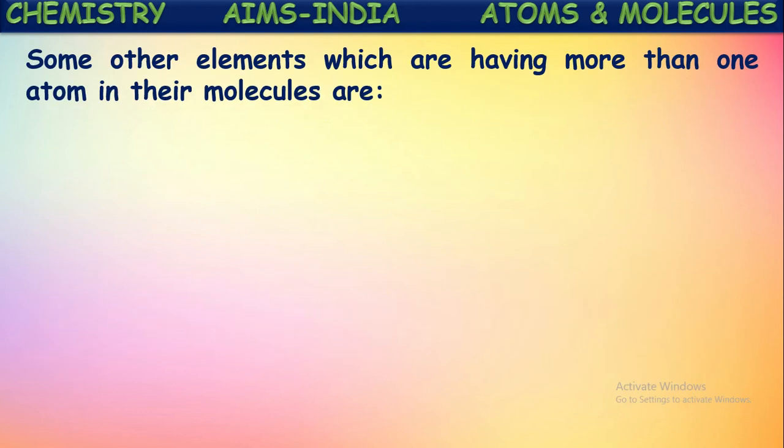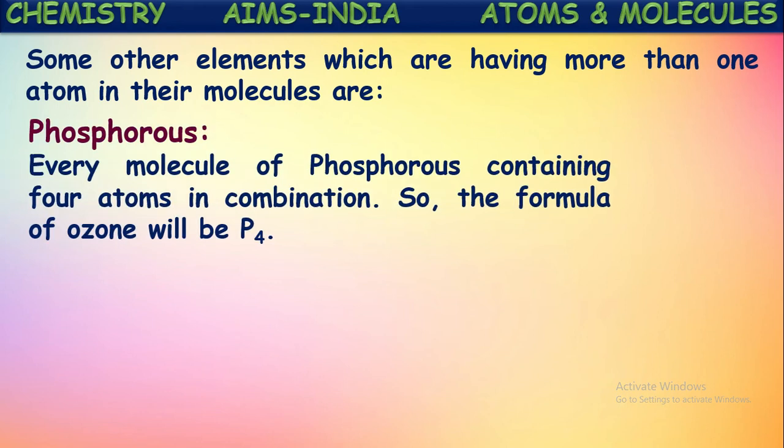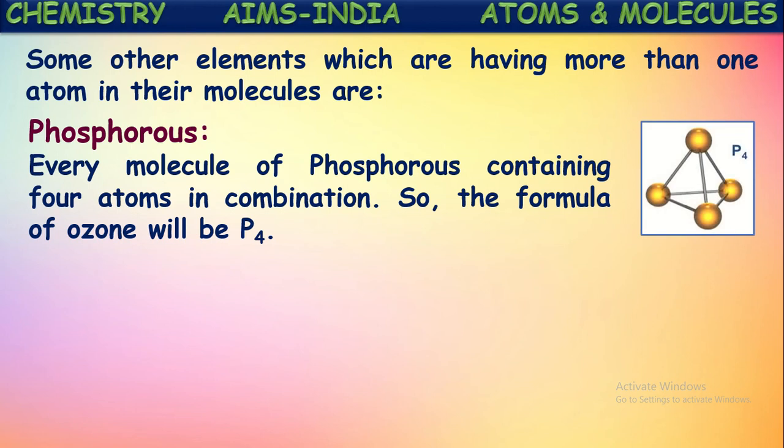Some other elements have more than one atom in their molecules. Not only ozone, some other elements also have more than 2 atoms in their molecules. Let us see those. Phosphorus is also one of the elements which has more atoms. Each phosphorus molecule contains 4 atoms in combination. So the molecular formula of phosphorus will be P4.